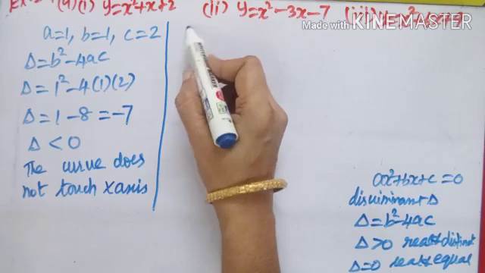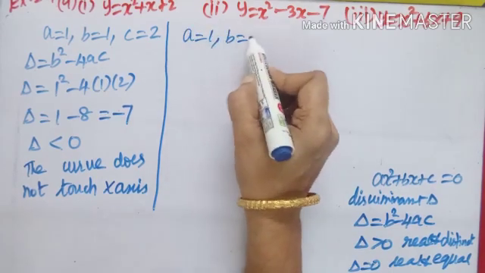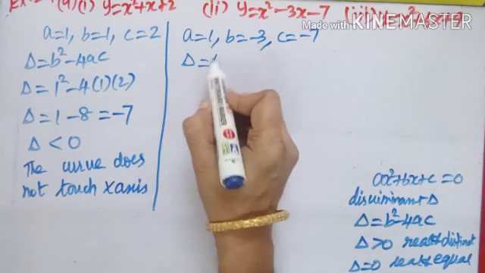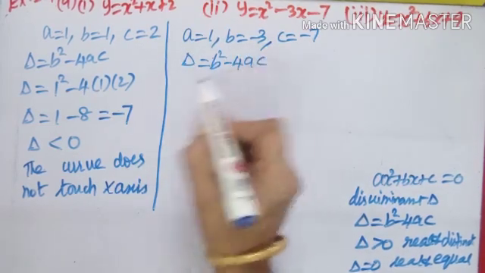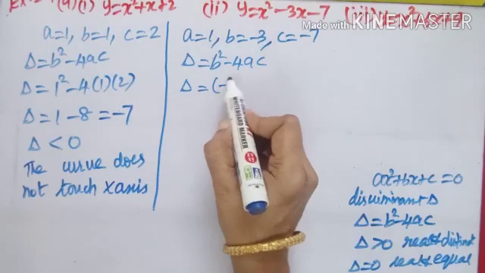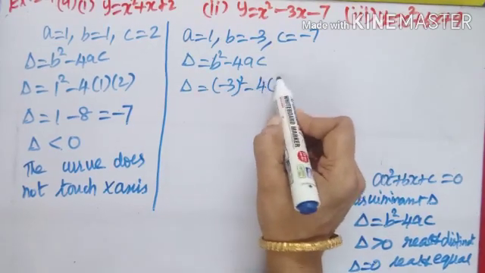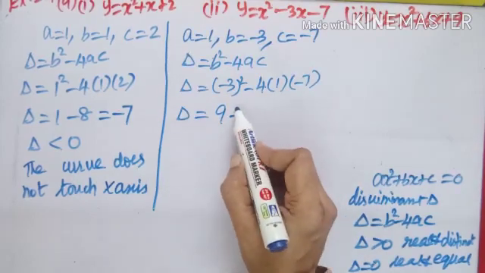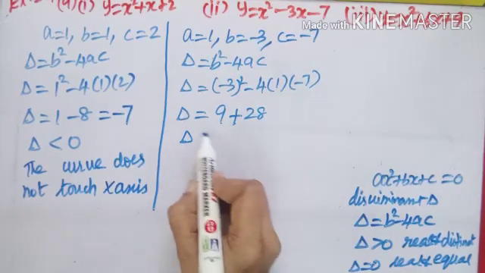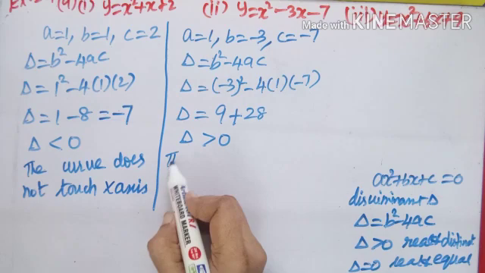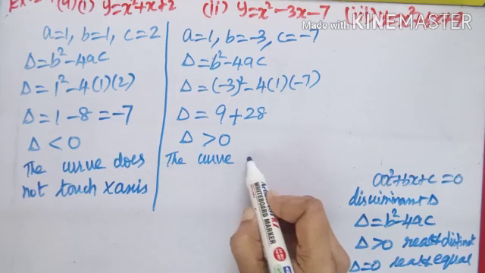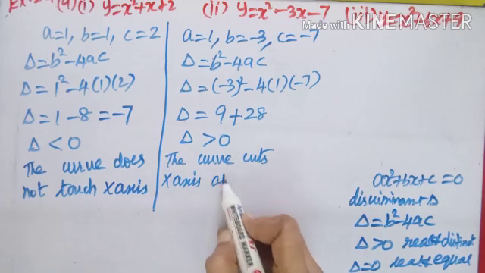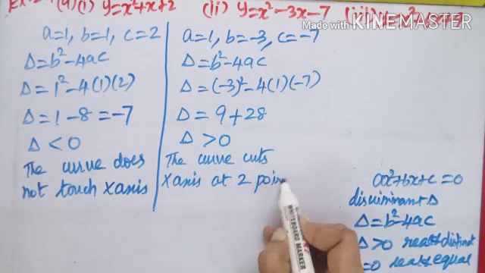Second case, a value 1, b value -3, c value -7. Del is b square minus 4ac. B square is -3 square minus 4 into 1 into -7. 9 plus 28. So my answer is positive. I immediately declare the curve cuts x-axis at 2 points.